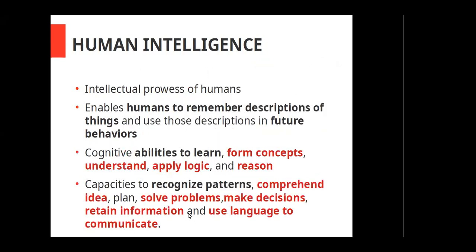We'll come to it. So let's talk about human intelligence. It's the intellectual prowess of humans. It enables humans to remember descriptions of things and use those descriptions in the future. So the things we learn today, we are going to use tomorrow. What we learn, the basic facts and truths about our environment, is what we call common sense. So when we learn common sense today, we apply it tomorrow. That's from human intelligence. So that means we should be building artificial intelligence with the same capability, or that mimics human intelligence.